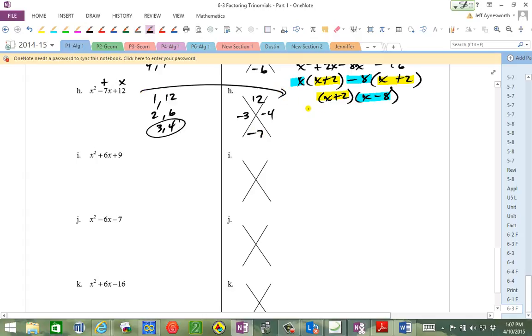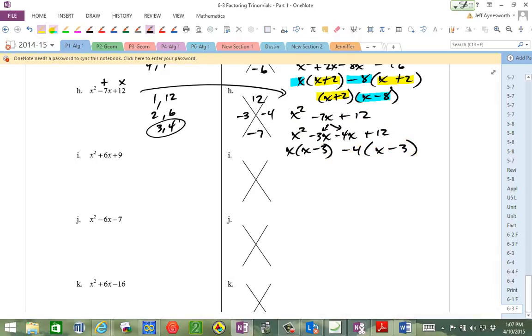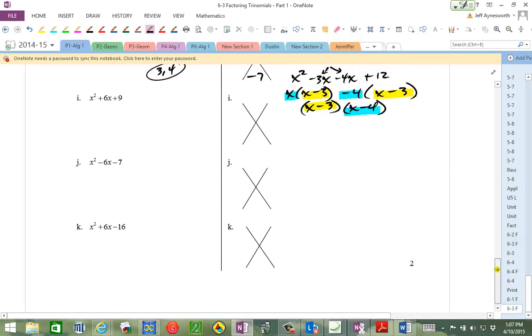My goal is to split the middle term every time, so I get x squared minus 3x minus 4x plus 12. Factor out an x. Factor out a negative 4. My common binomial this time is x minus 3, so we start off with that. Multiply it by the remaining terms, x minus 4. All right, doing well.